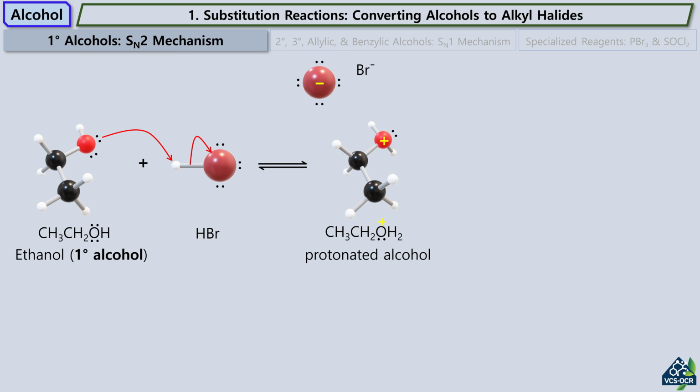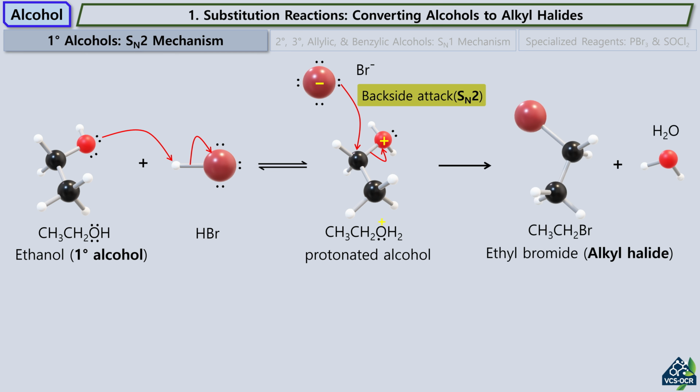Once activated, the bromide ion, acting as a nucleophile, initiates a backside attack on the carbon bearing the leaving group. In a single concerted step, the new C-Br bond forms as the C-O bond simultaneously breaks. This results in inversion of configuration, yielding the primary alkyl bromide.